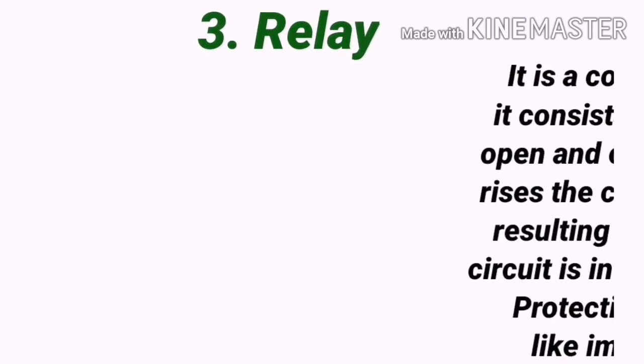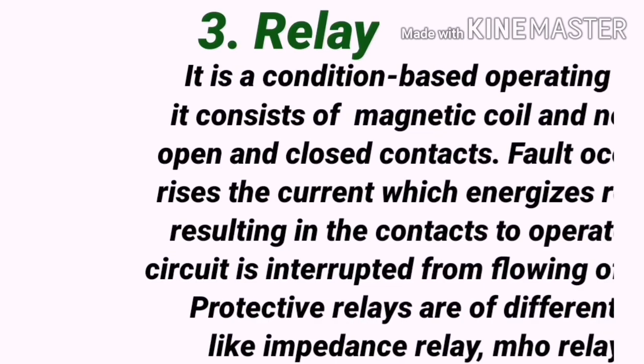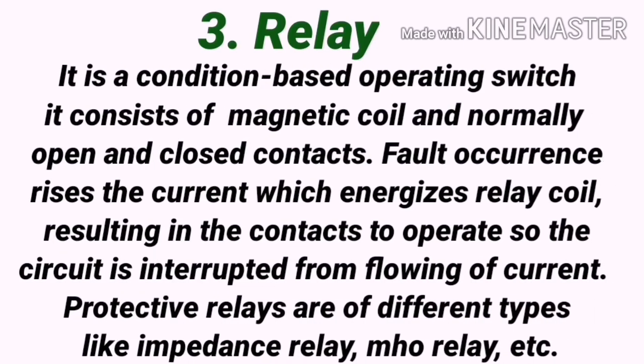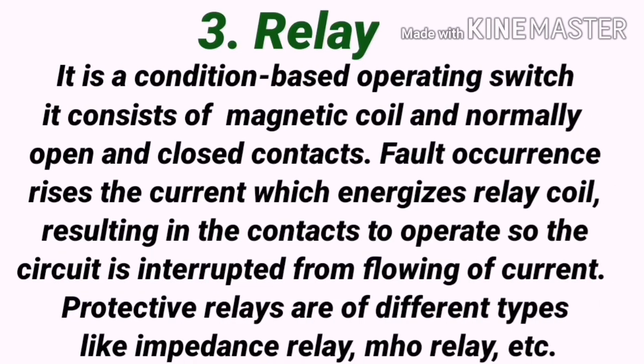And the next one is relay. It is a condition based operating switch. It consists of a magnetic coil and normally open and closed contacts. Fault occurrence raises the current which energizes the relay coil, resulting in the contact to operate, so the circuit is interrupted from flowing of current. Protective relays are of different types like impedance relay, Mho relay, distance relay, etc.